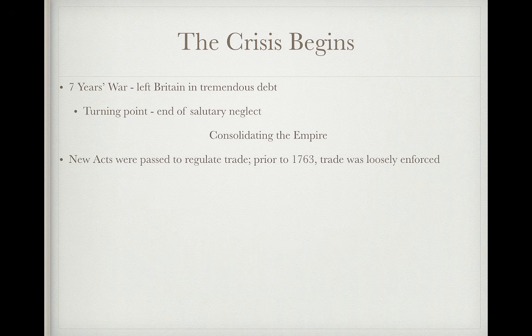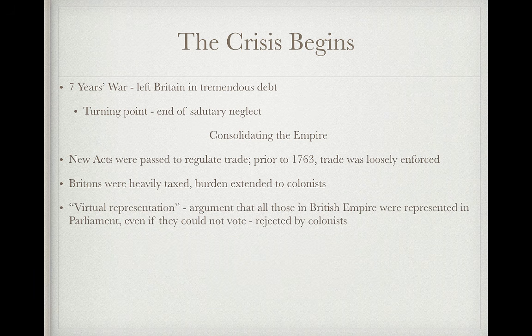So new acts were passed to regulate trade, and keep in mind, prior to 1763, trade was loosely enforced. Yes, there were Navigation Acts, but for the most part, they weren't really enforced, and Americans got around it by smuggling. Britons were heavily taxed, and they felt that the burden should be extended to the colonists as well. Now, some colonists were upset that they didn't have representation. So the British government argued, yeah, bro, you're virtually represented. And this means that all the people living in the British Empire were represented in Parliament, even if they could not vote. And this was rejected by colonists.